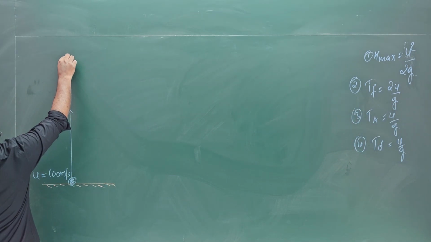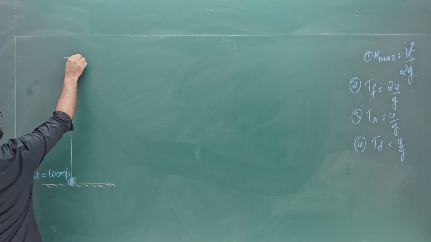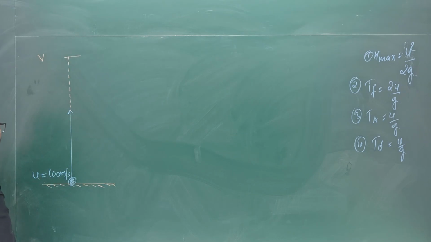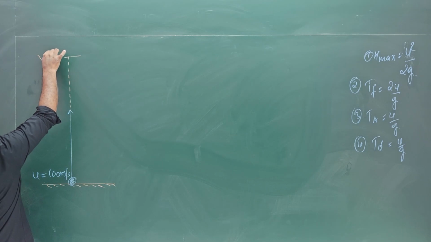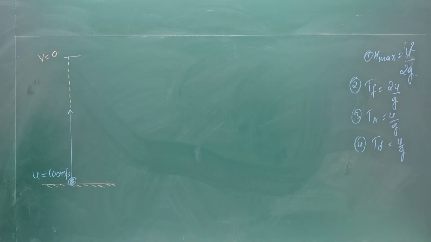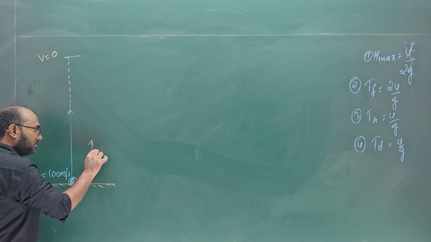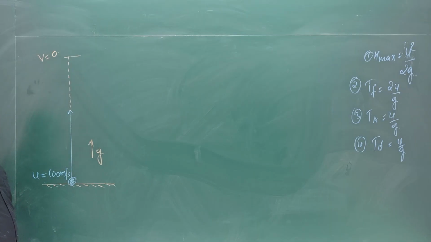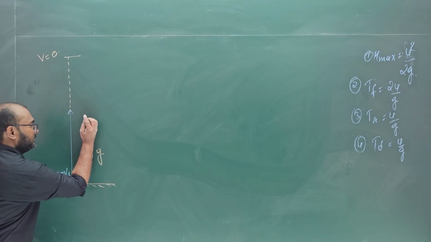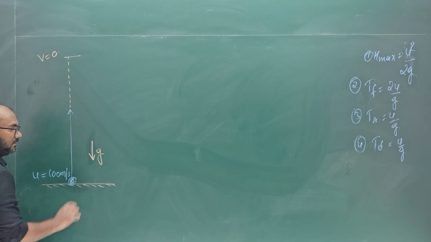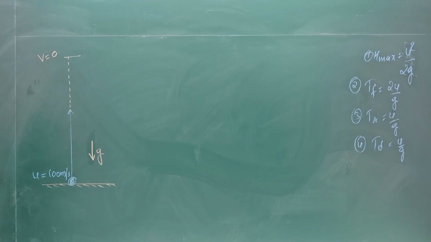Okay, now it reached h max. What is the velocity at h max? 0. Okay. Now, will it come back to the ground? Yes. Where is the g acting? When the object is going in the upward direction, g acts in the downward direction. Okay. g is also acting. g always acts in the downward direction.